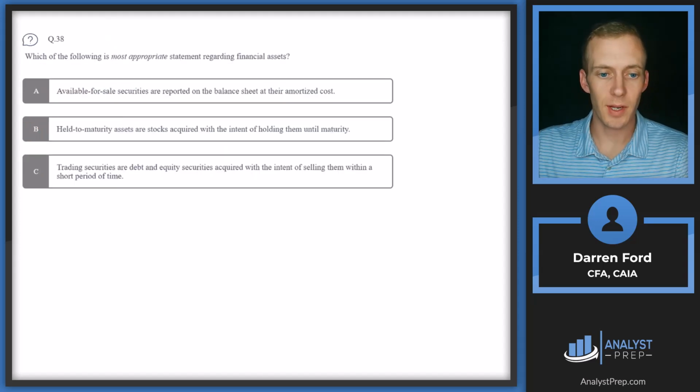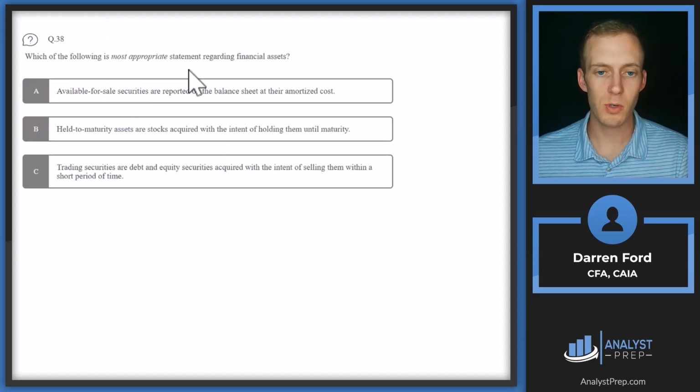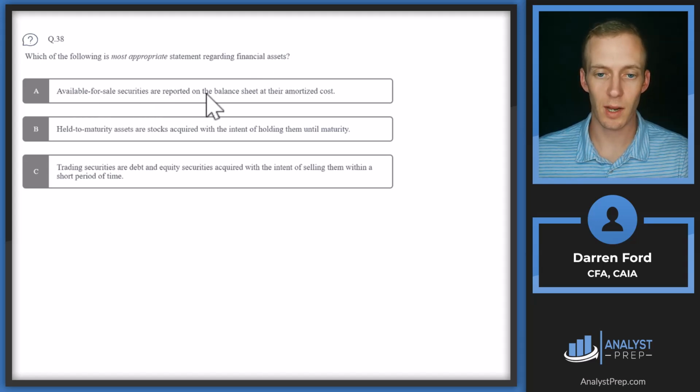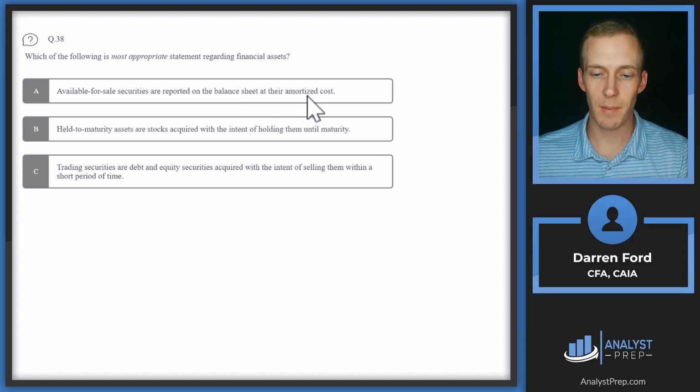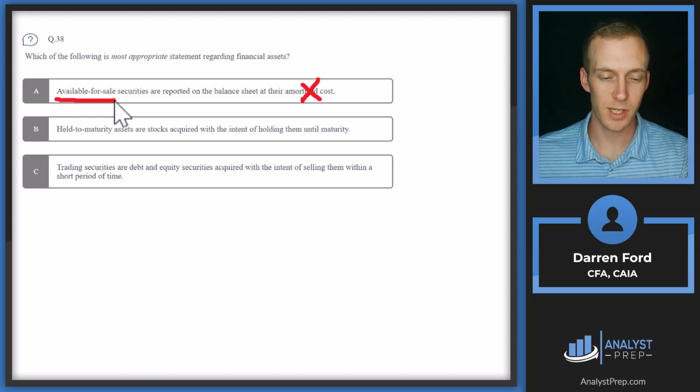Question 38. Which of the following is the most appropriate statement regarding financial assets? A, available for sale securities are reported on the balance sheet at their amortized cost. So they are reported on the balance sheet, but they're reported at fair value, and that's because they are available for sale. So if we're willing to sell them, then they need to be reported at fair value. So we'll rule out A.